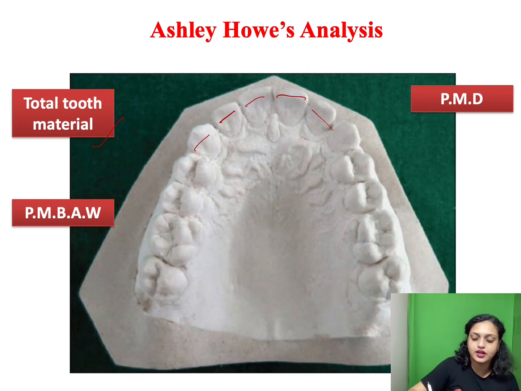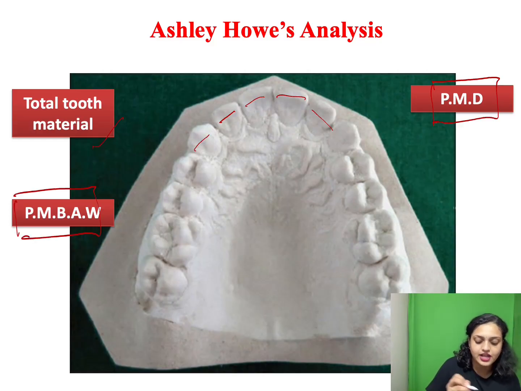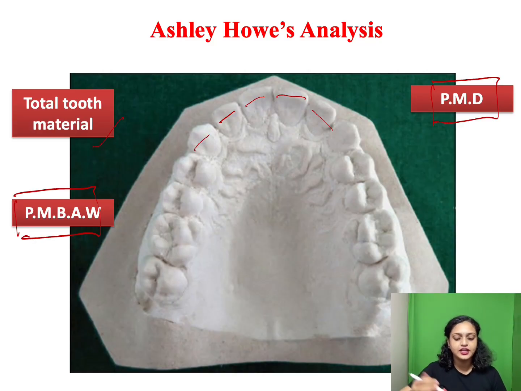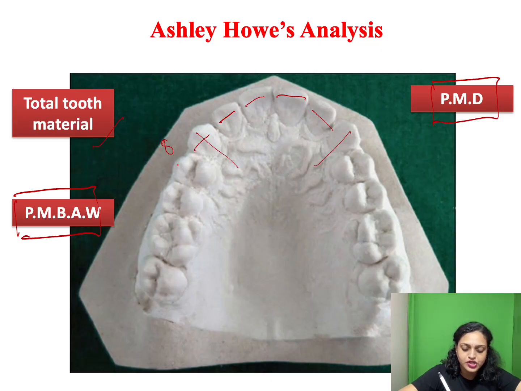Then you're going to find something called the premolar diameter and the premolar basal arch width. According to this analysis, if the premolar basal arch width is wide enough to accommodate all the teeth, you can expand the arch so that the teeth will be within the arch. So how do you measure the premolar basal arch width? 8 mm from the tip of the canine. You measure from one canine fossa to the other canine fossa anteriorly. So that will give you the premolar basal arch width.